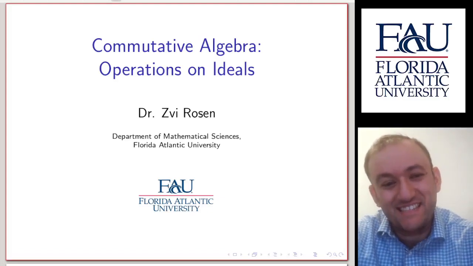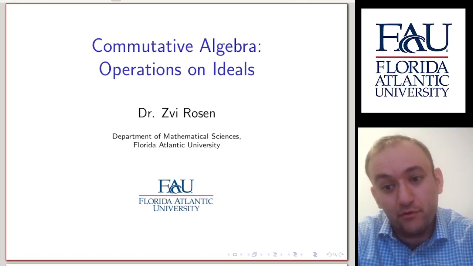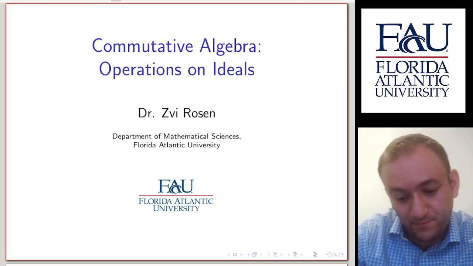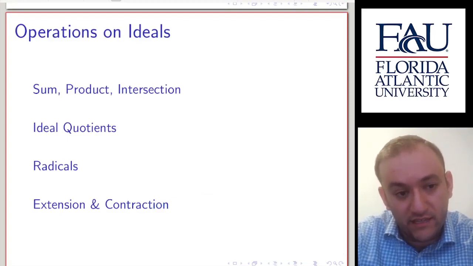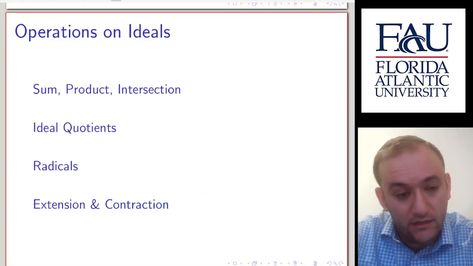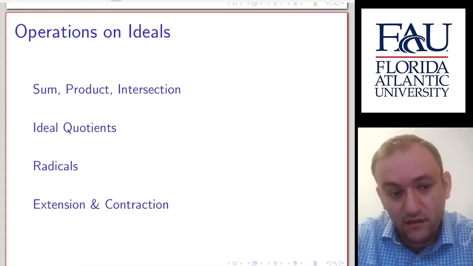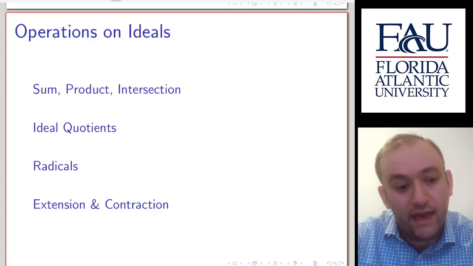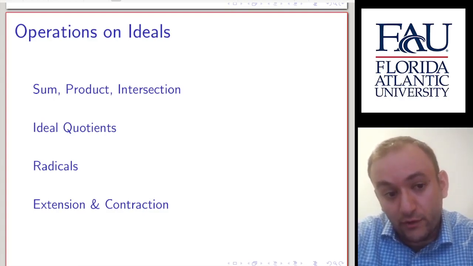Hi, in today's lecture, we're going to move to the next section of Atiyah-MacDonald where we discuss operations on ideals. Okay, we'll start with defining sum, product, and intersection, and see a few examples. Same goes for ideal quotients, then radicals, and extension and contraction, which are each defined relative to a homomorphism.